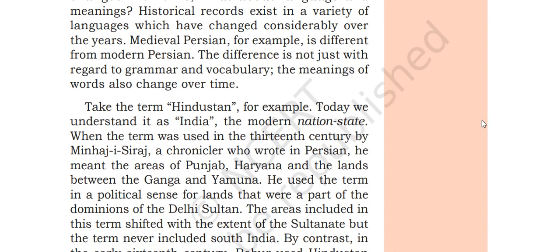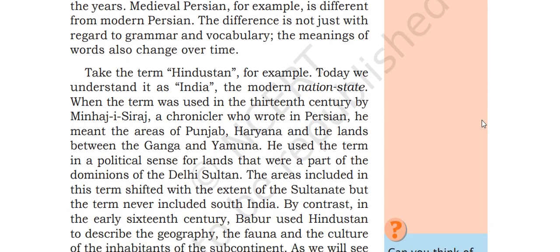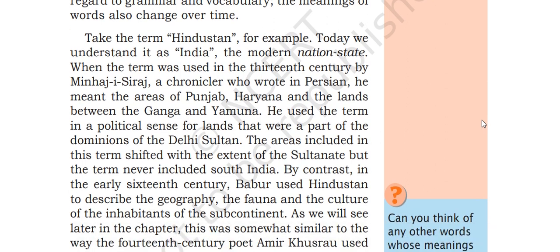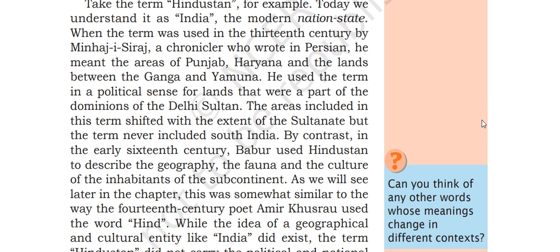Minhaj-e-Siraj, जिन्होंने पर्शिया में लिखा था. He meant the areas of Punjab, Haryana and the land between the Ganga and Yamuna. He used the term in a political sense for the lands that were a part of the dominion of the Delhi Sultan. The area included in this term shifted with the extent of the Sultanate, but the term never included South India. By contrast, in the early 16th century, Babur used Hindustan to describe the geography, the fauna and culture of the inhabitants of the subcontinent.